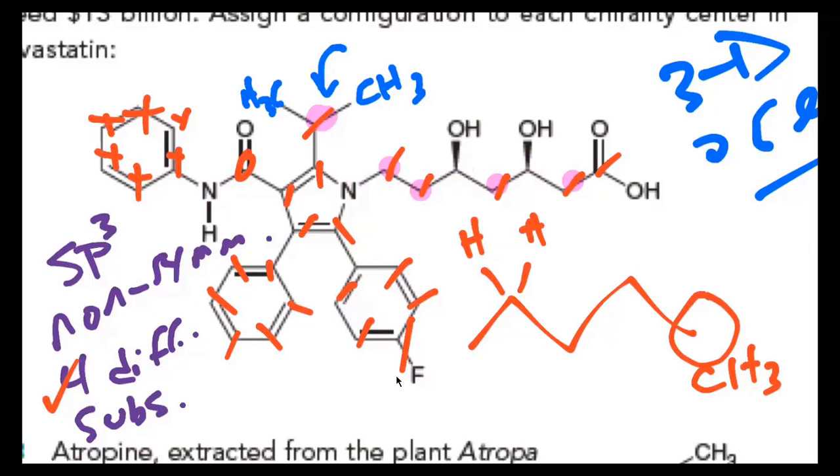We know that these 2 carbons are chiral. How do we know? The criteria: 4 different substituents. Both of them have 4 different substituents. We're going to talk about that in a minute. Both of them are sp3 and both of them are non-symmetrical.